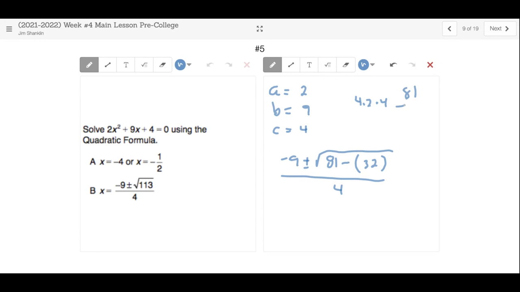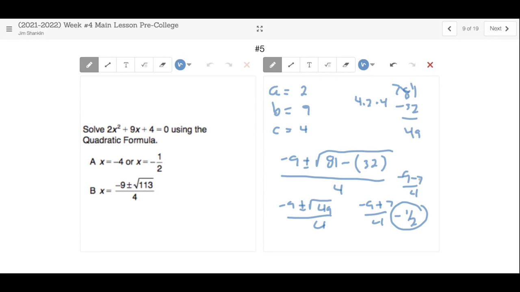All right, so I've got 81 minus 32, which gives me, what is that going to be? 49. So I have negative 9 plus or minus the square root of 49 over 4. The square root of 49 is 7, so negative 9 plus 7 over 4, or negative 9 minus 7 over 4. Negative 9 plus 7 is negative 2 divided by 4, so that's negative 1/2. And negative 9 minus 7 is negative 16 divided by 4 is negative 4. So I'm going to go with letter A again.